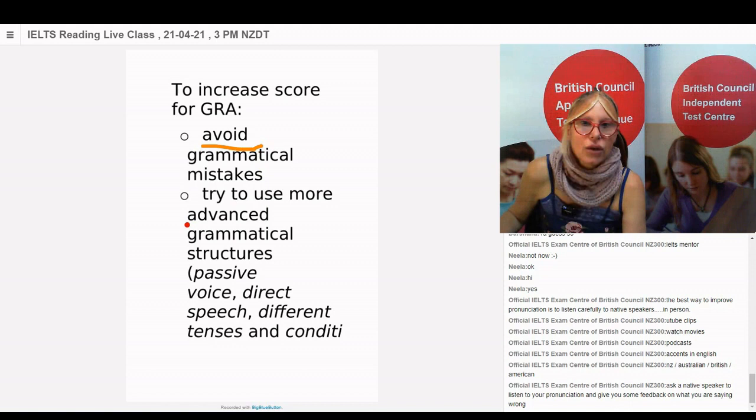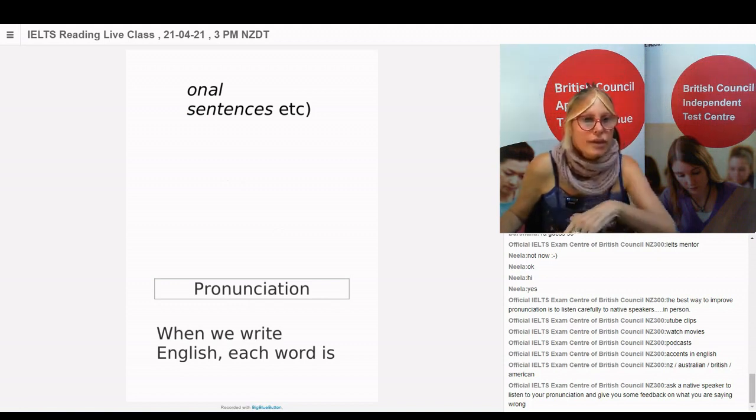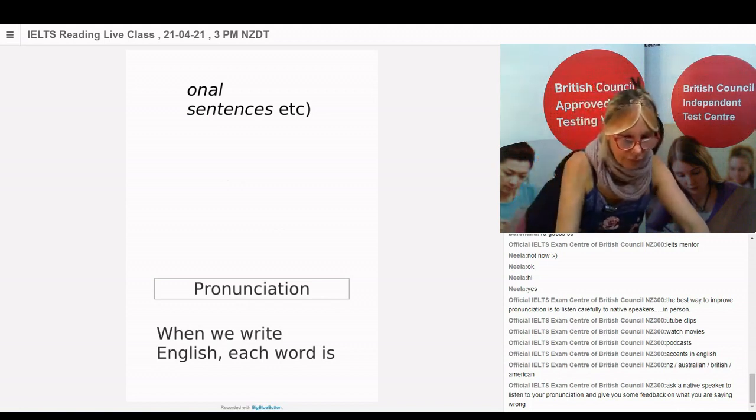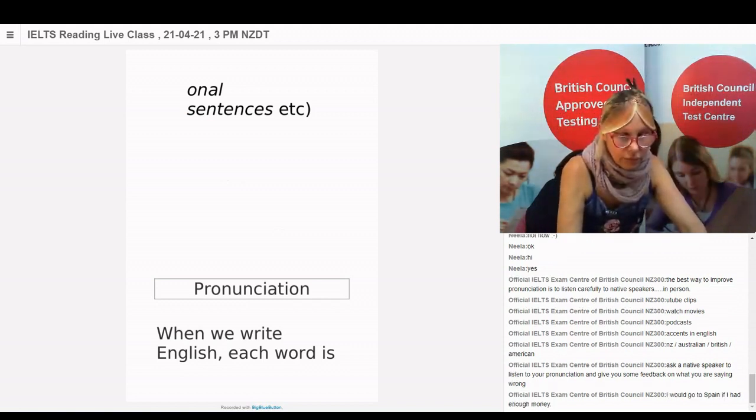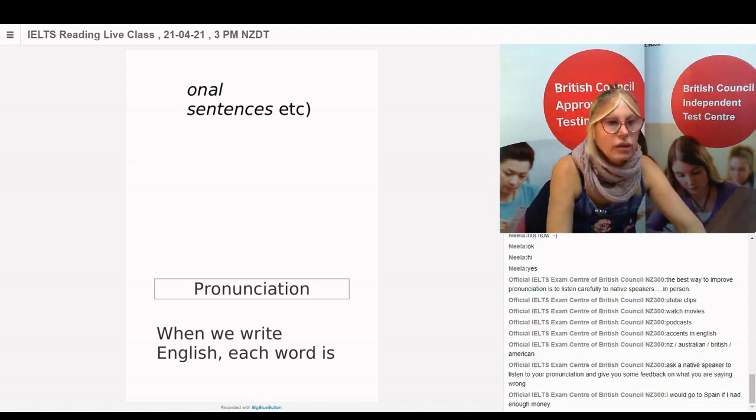They also say that you should use more advanced grammatical structures such as passive voice, direct speech, a variety of tenses, different verb tenses, and conditional sentences. Conditional sentences are, for example, when you use the word would. So that's an example there. I would go to Spain if I had enough money. So this is called the second conditional.